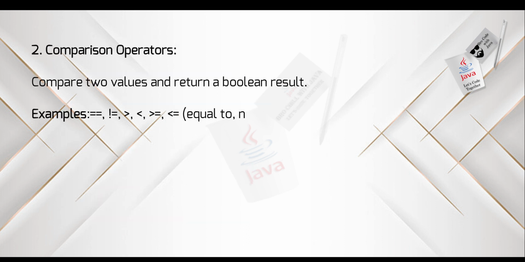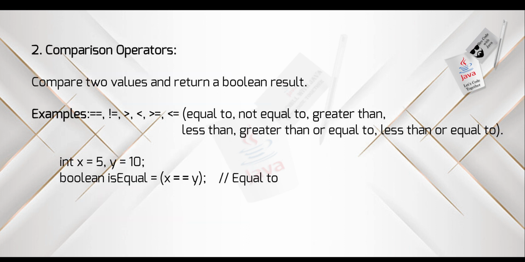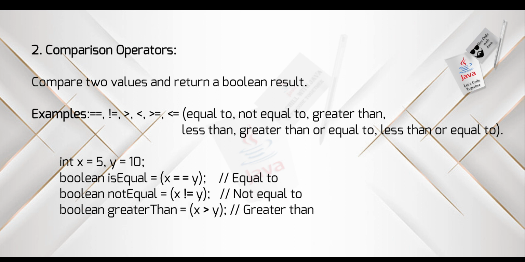2. Comparison operators. Compare two values and return a Boolean result. Examples: equal to, not equal to, greater than, less than, greater than or equal to, less than or equal to. int x = 5, y = 10. boolean isEqual = x == y, this is equal to. boolean notEqual = x != y, this is not equal to. boolean greaterThan = x > y, this is greater than.